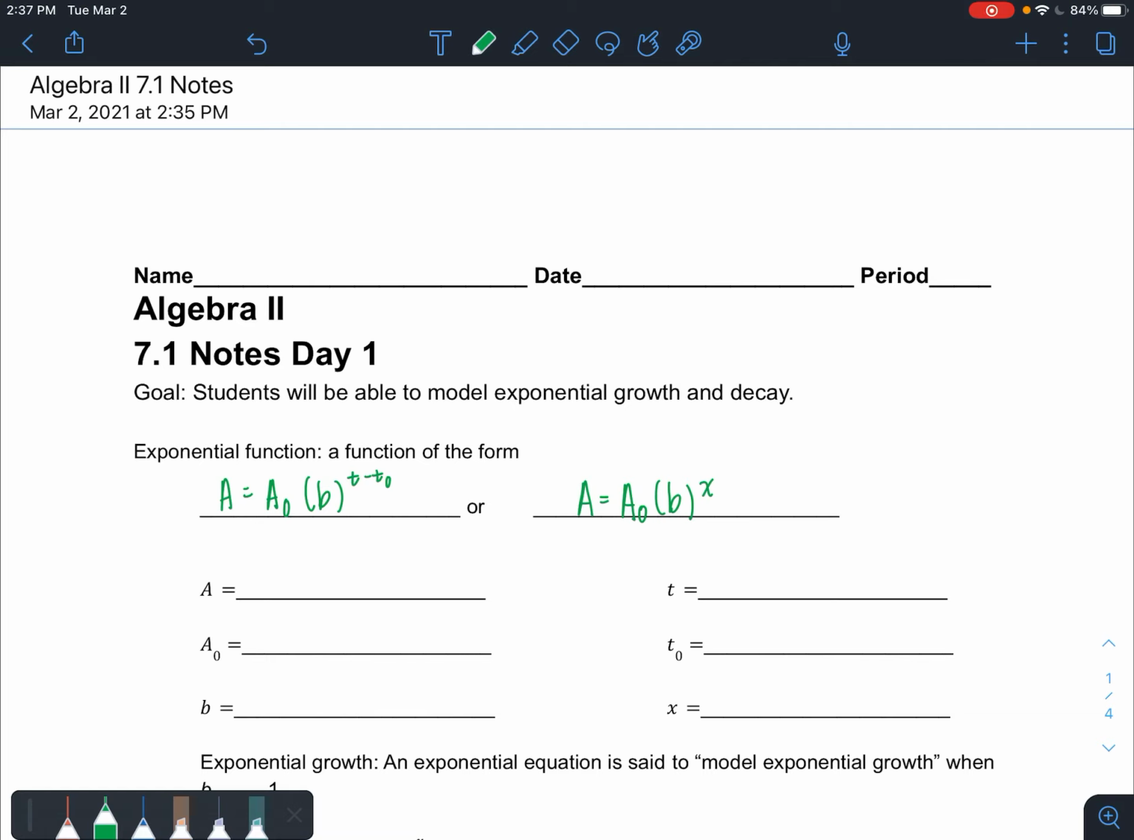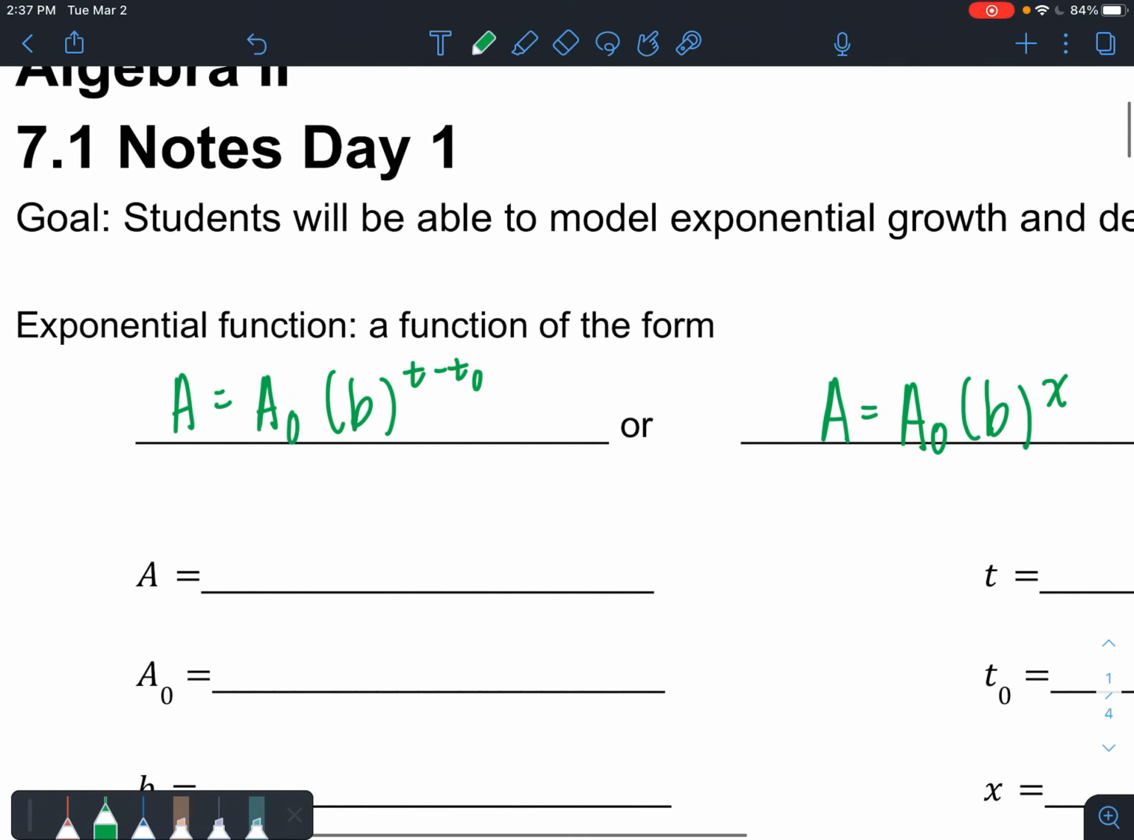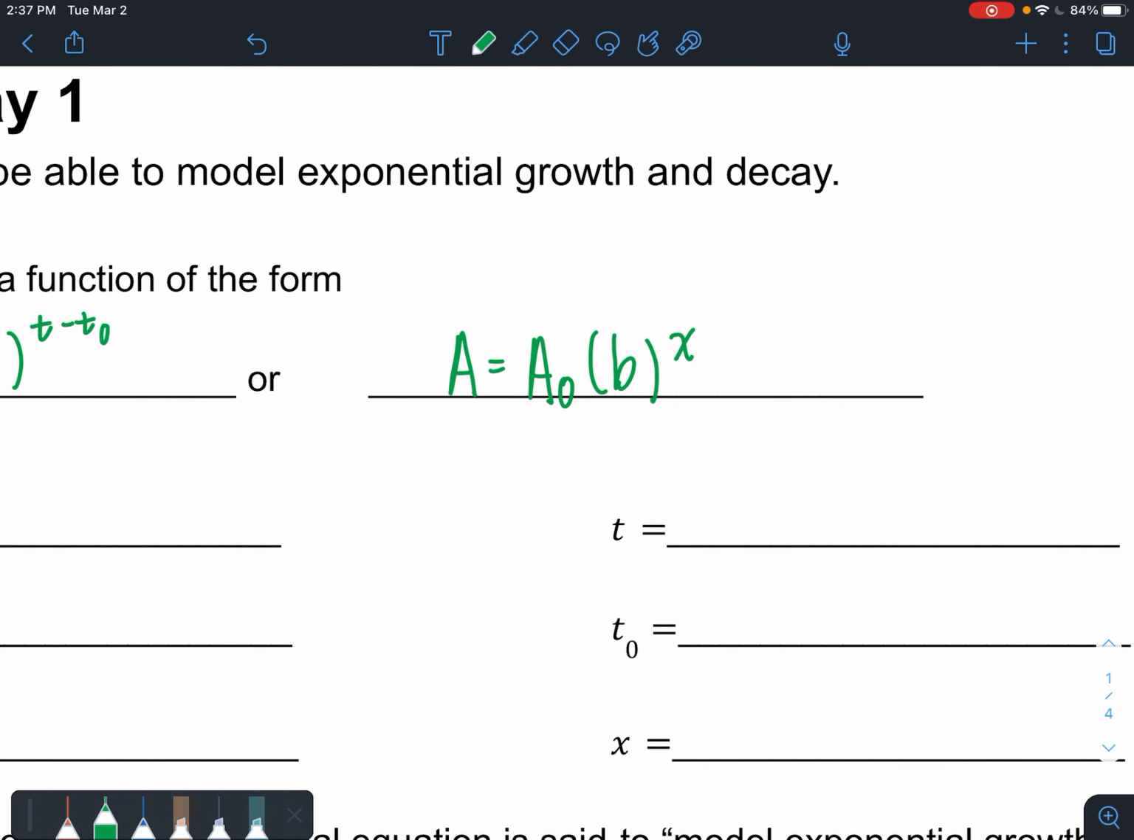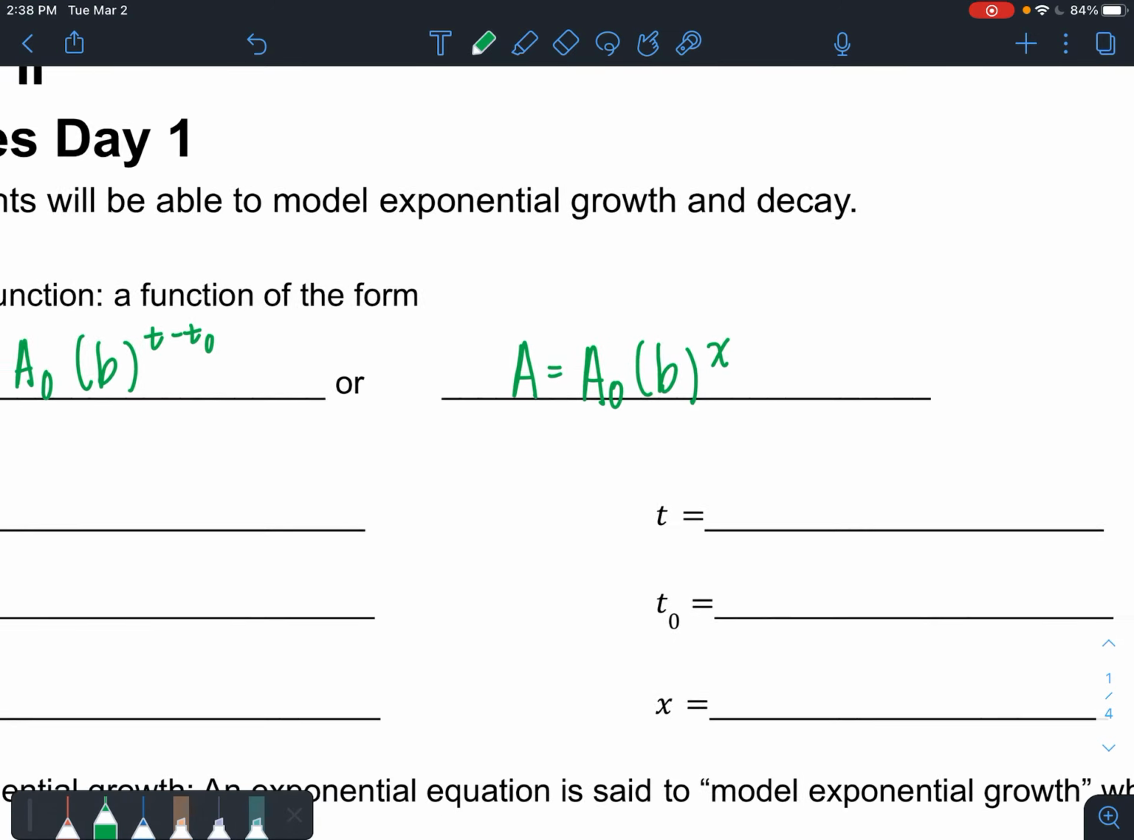So, to start, we have these two equations that are similar, but slightly different. We've got A equals A sub 0, B to the T minus T naught, and we use this when we have two different times. And then we have this one where we have A equals A sub 0, B to the X, when we just have an X value that's given.